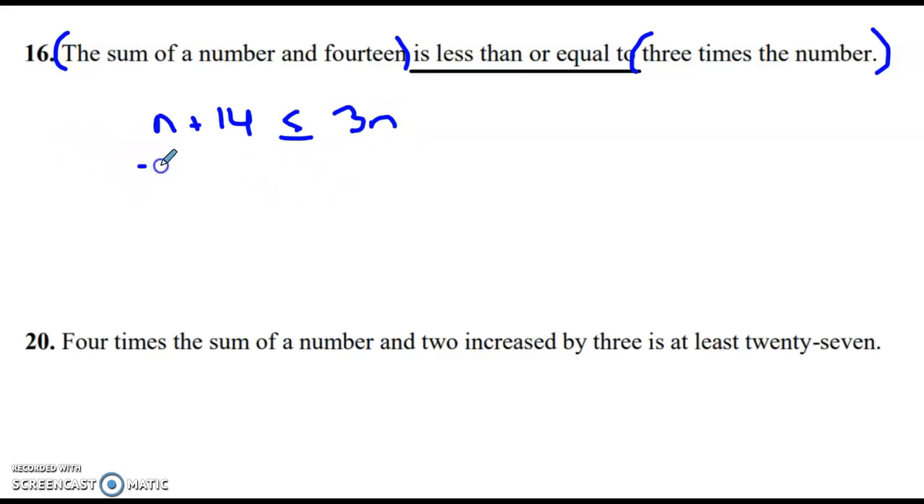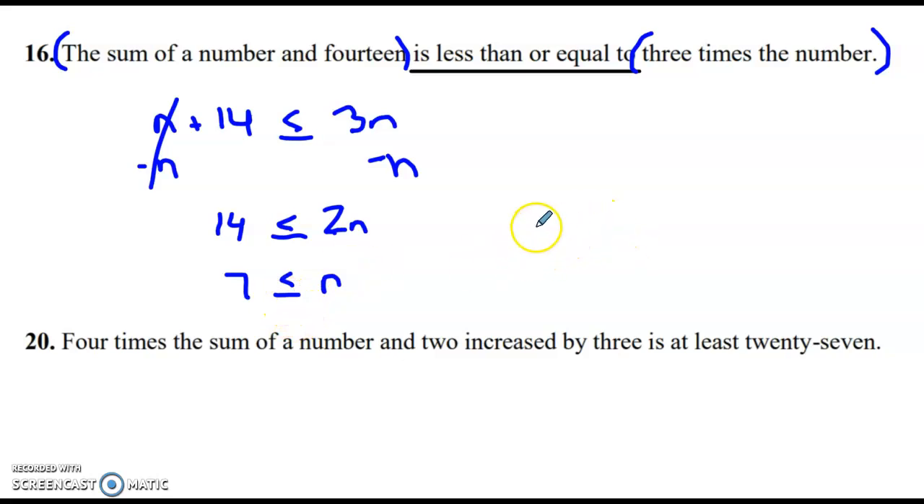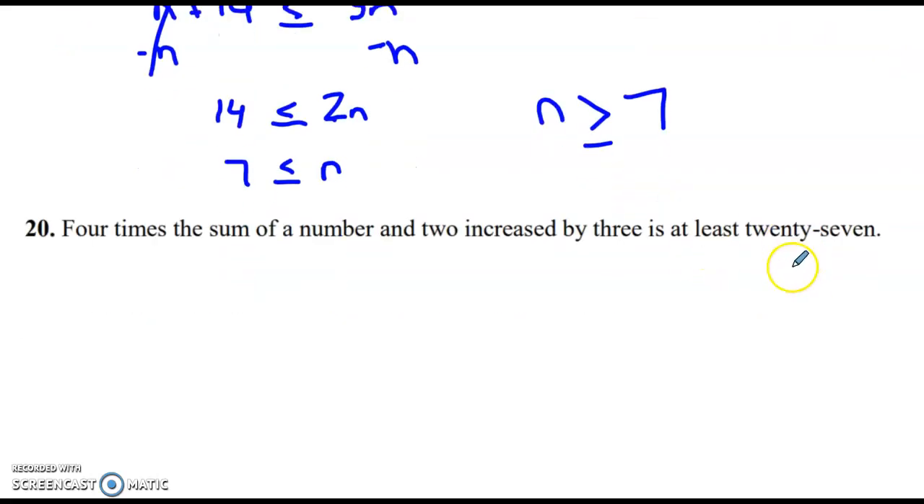And now from here, I'm going to get my variable on one side. So I'm going to get 14 is less than or equal to 2n. 3n minus 1n is 2n. And then we divide both sides by 2, and I'm going to get n is greater than or equal to 7. You will need to reverse this, though. Don't write that as your answer. Spin this whole thing around. Instead of saying 7 is less than or equal to n, we'll say that n is greater than or equal to 7.